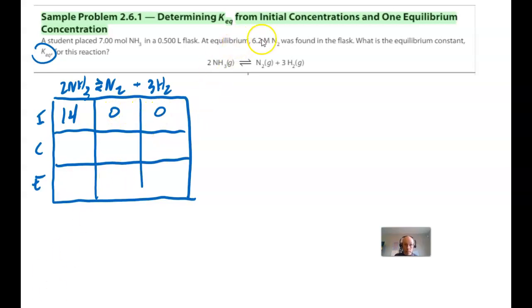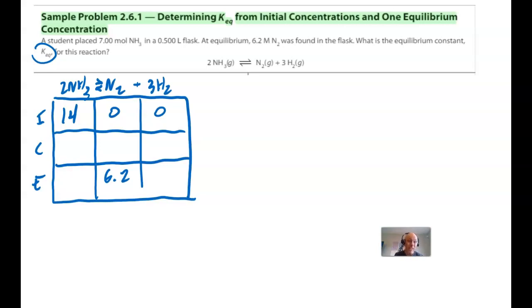At equilibrium, the concentration of N2 is found to be 6.2 molar. So I'll fill that into the equilibrium row for N2. It's given to us. All right, so now it becomes a bit of a puzzle. We fill in everything else in this table we can, based on what we learned in the warm-up, how that C row corresponds to the coefficients, or the ratio of the values in the C row does.